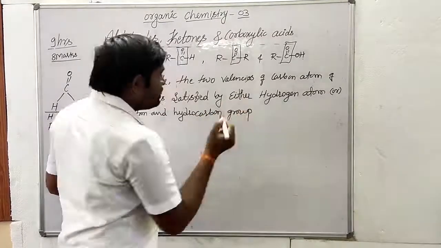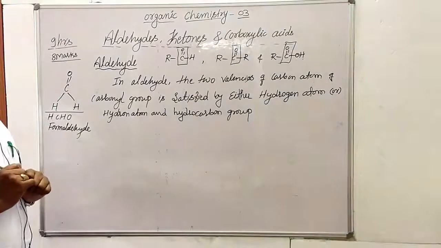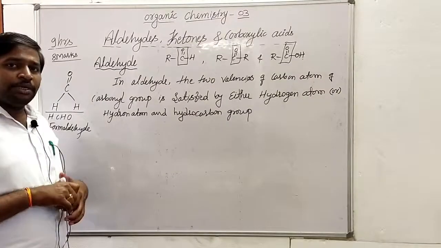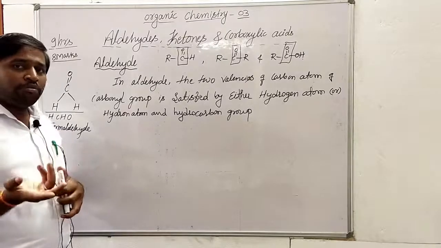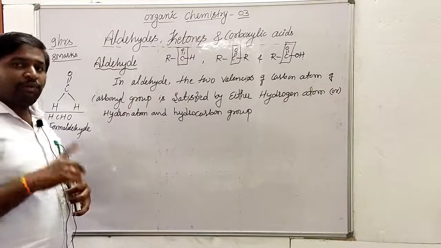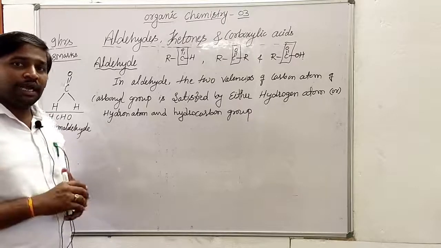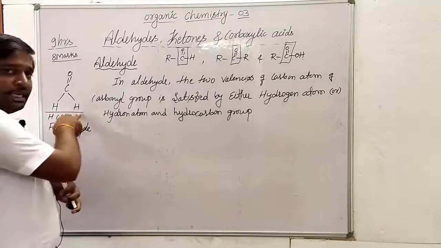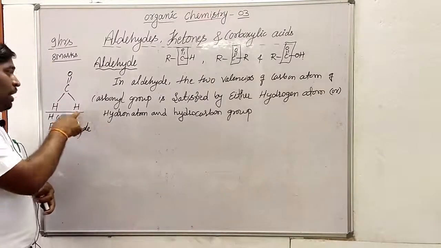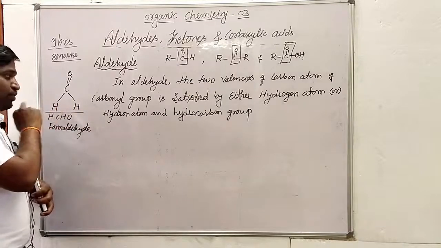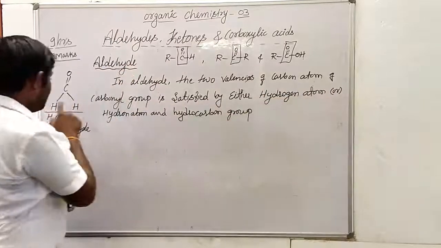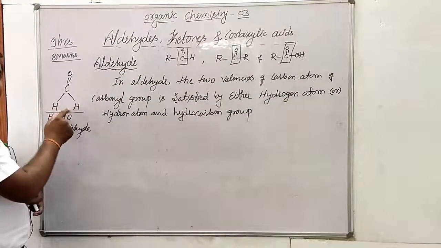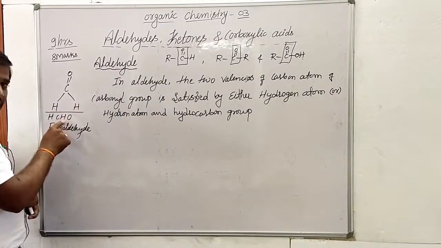So which are the hydrocarbon groups? As you know, hydrocarbon groups are nothing but methyl group, ethyl group, propyl group, any hydrocarbon which is characterized by one hydrogen atom removed. Those are all called the alkyl group. Either it may be satisfied by any one alkyl group, and another one can be satisfied by a hydrogen atom. If both valencies are satisfied by hydrogen atoms, it will become formaldehyde.